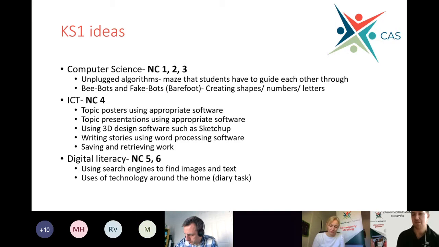So when we teach it, the ICT and the digital literacy will pretty much always be taught at the same time, and likewise there'll be elements of ICT being taught while we're teaching computer science as well, and I think it is really important.